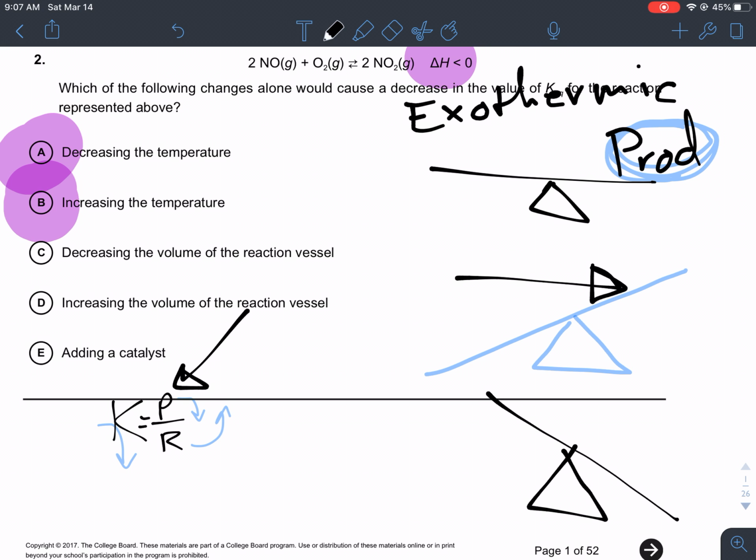I want to increase the temperature. Why would I increase the temperature? If I increase temperature and heat is a product, the right side gets heavier. So what does it do to reestablish equilibrium? It creates more reactant. It goes backwards. It's a backwards reaction. So if I create more reactant, then I will have successfully lowered my K.